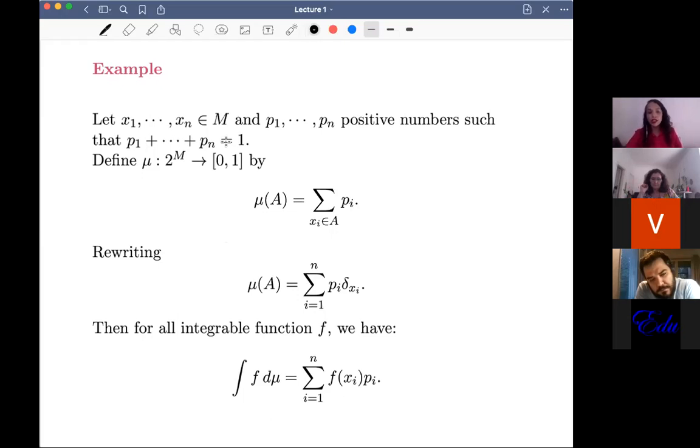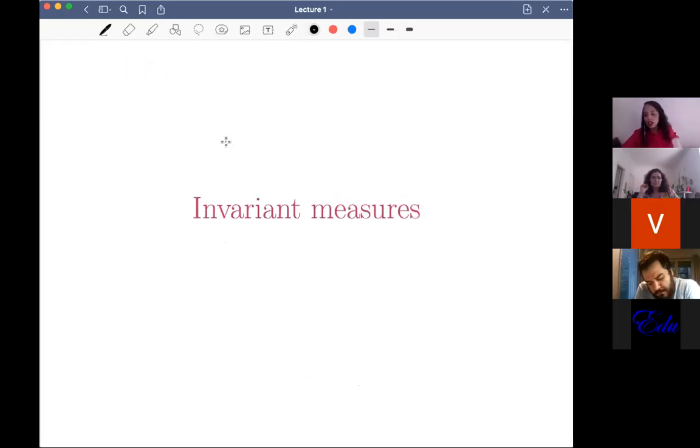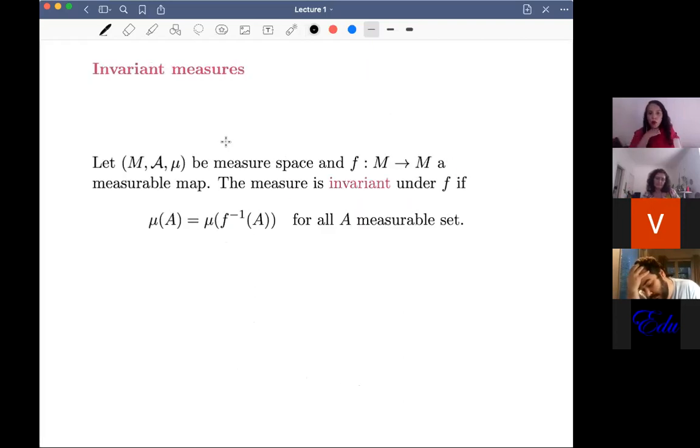Okay, so this finishes our review. And we should now enter the main point of ergodic theory, which is studying invariant measures. So what's an invariant measure? You have a map. From now on, we are considering that we are in a measure space. Okay, we always have a measure and a sigma algebra.